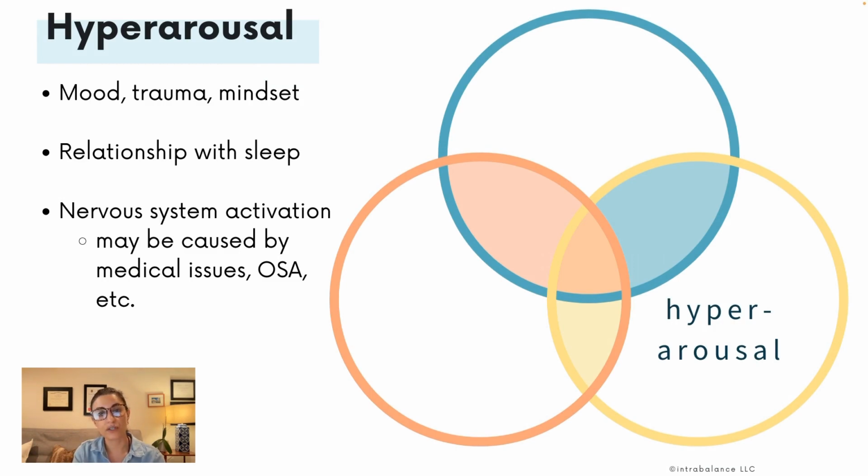Nervous system activation and hyperarousal can also be caused by other things, including medical issues. Is there a thyroid imbalance, for example, or a cardiac issue? Are there metabolic issues that could be affecting the patient's blood sugar and their cortisol levels, for example? Obstructive sleep apnea and other sleep disorders, like restless leg syndrome, for example, also fall into this category. So this is quite a large category that you want to spend a little bit of time investigating to see what might be going on that's affecting this patient's ability to sleep.